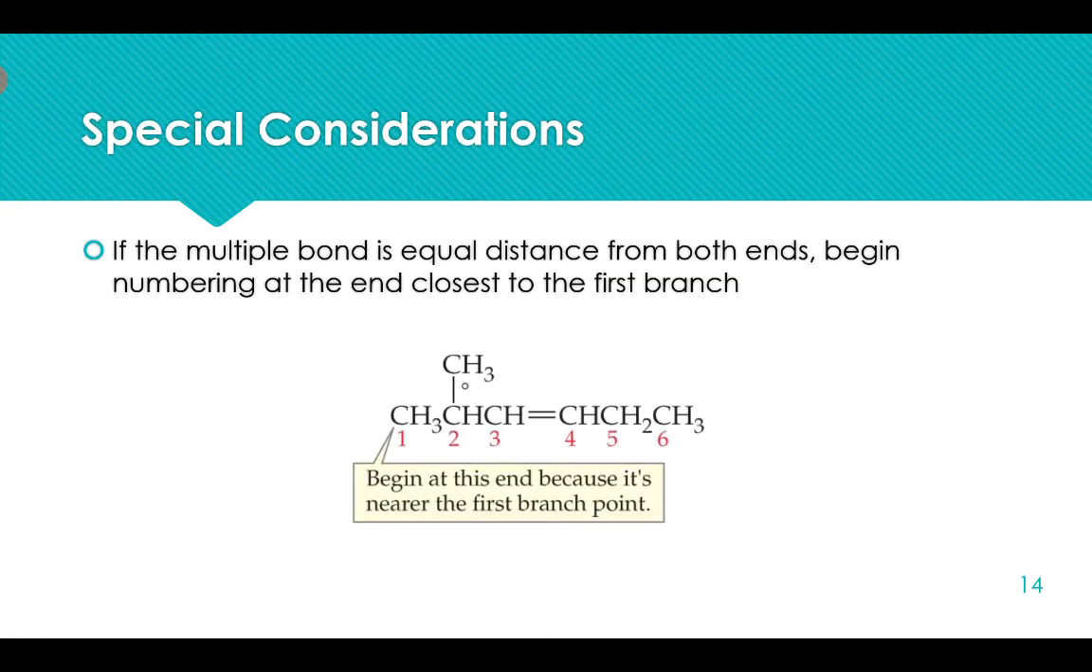Here's some special considerations. If the multiple bond is equal distance from both ends, you can begin numbering at the end that's closest to the first branch. So for instance, if I numbered this direction, this double bond would have a number 3. And if I number from this direction, it's also going to be a number 3. So if I number from this direction, I can minimize the number of that and minimize the number of that at the same time.